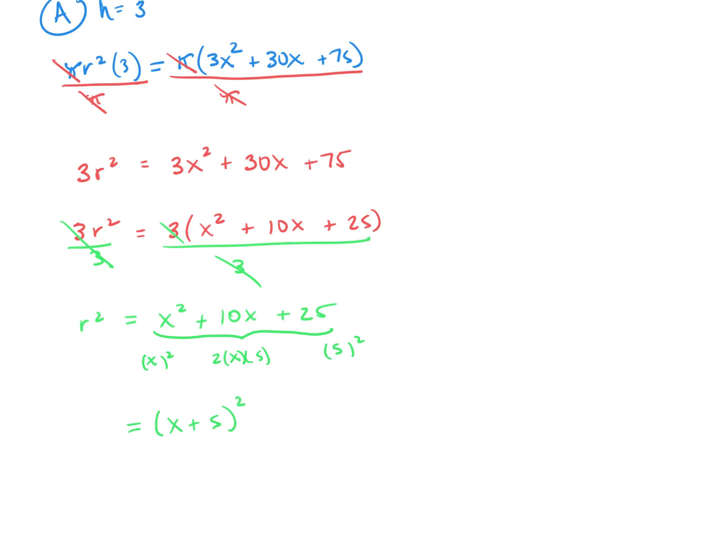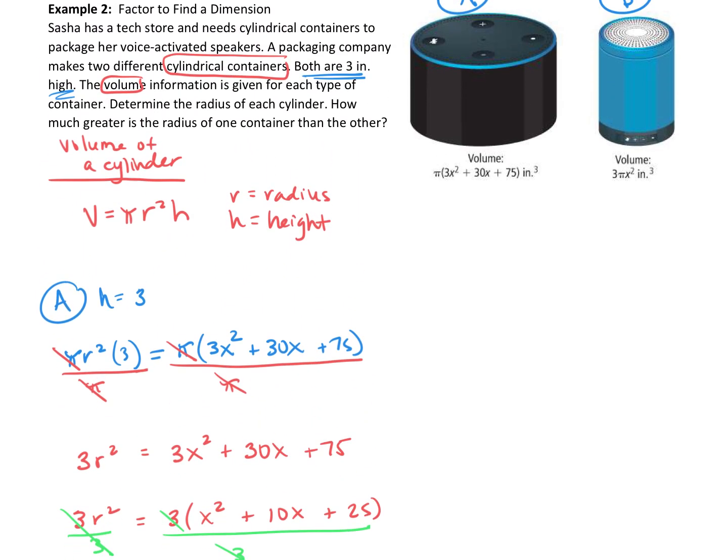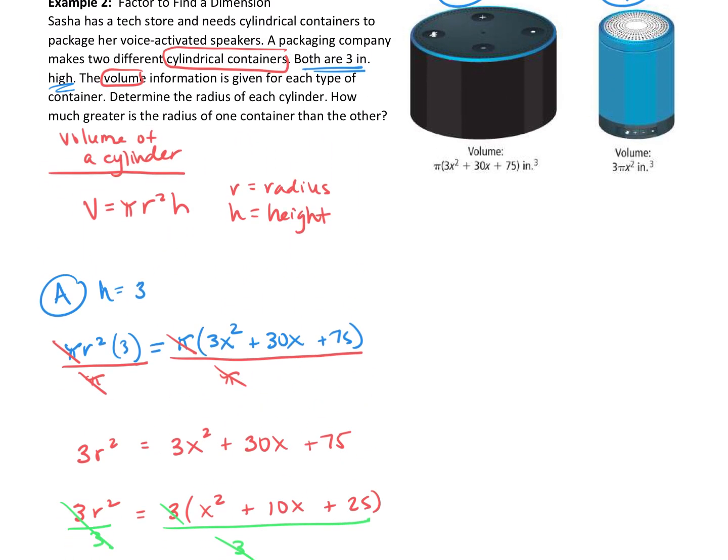I'm going to carry down the radius squared. So essentially we are squaring the radius, and it's equal to squaring the x plus 5. So that must mean that our radius is equal to x plus 5. Now we don't know what x is, but whatever x is, we know it's going to be 5 units longer. So there's the radius of our cylinder A, or I guess that is speaker A. All right, so now we're going to follow that same idea mathematically for speaker B.